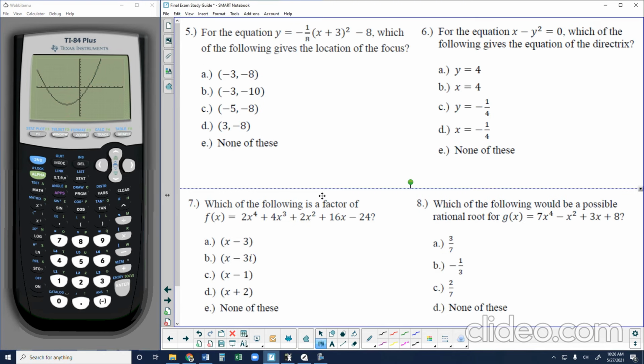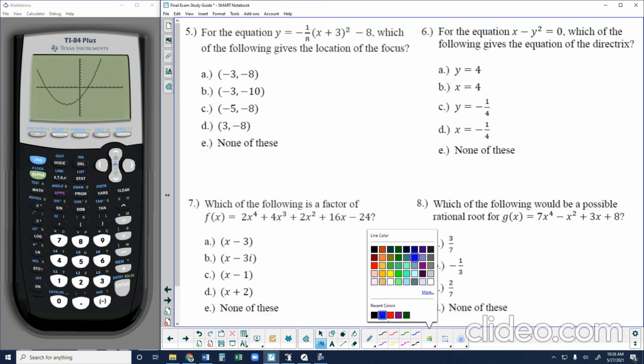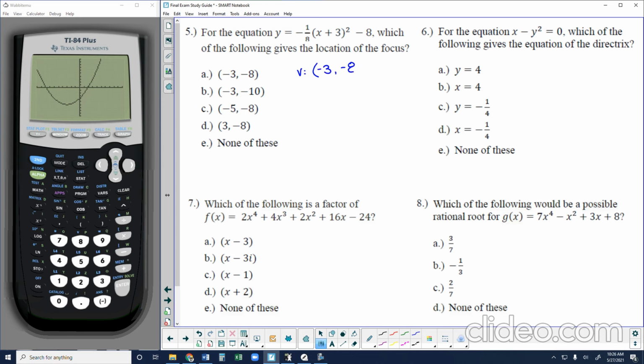Problem number 5 says, for the equation -1/8 times (x plus 3) quantity squared minus 8, which of the following is the location of the focus? Now remember, the focus has a relationship to the vertex. So in this problem, the TI-84 calculator is not going to help us. What we can do first is identify the vertex, and I'll label the vertex as V. The vertex is found by horizontal and vertical shifts. So this has a horizontal shift left 3 and down 8. So the vertex is going to be at (-3, -8).